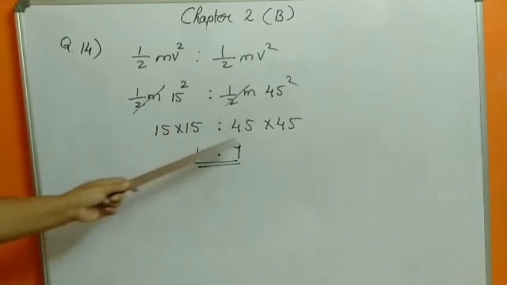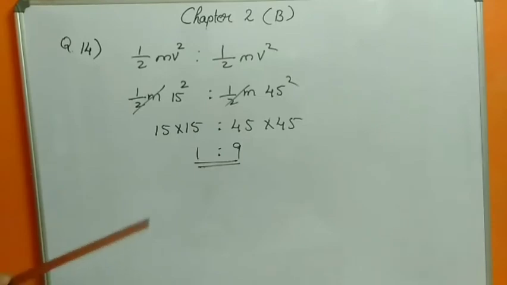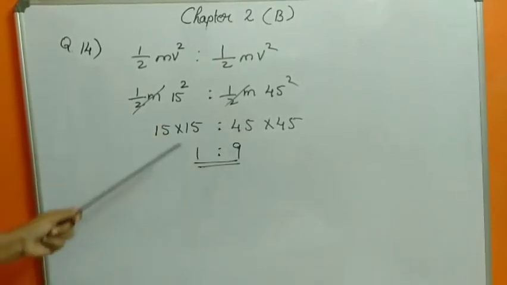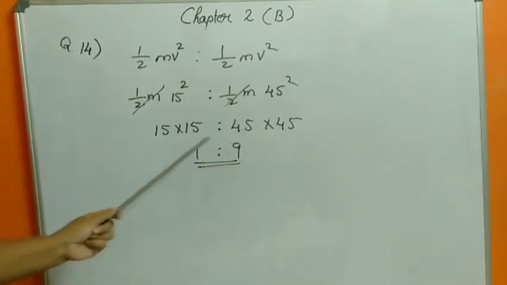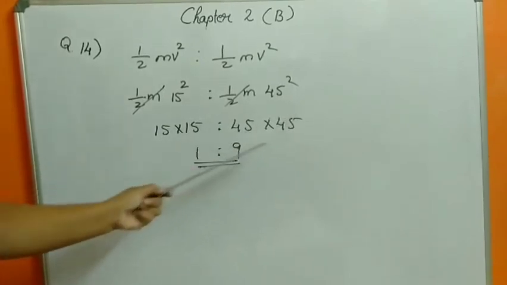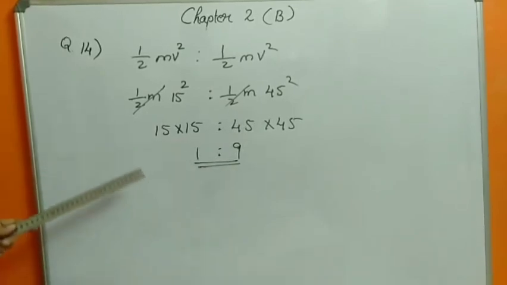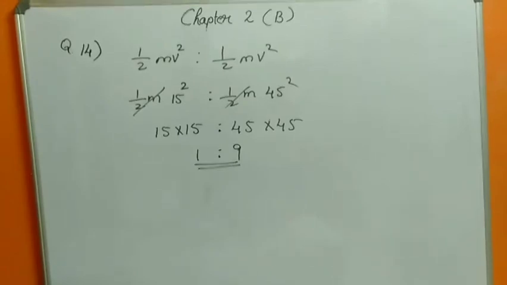How many 15s are there in 45? 15 into 3. So we can write here 1 and here 3. Again 15 and 15, so here 1, here 3. So 1 into 1 is 1, 3 into 3, you will get 9. So the final ratio of their kinetic energy is 1:9.